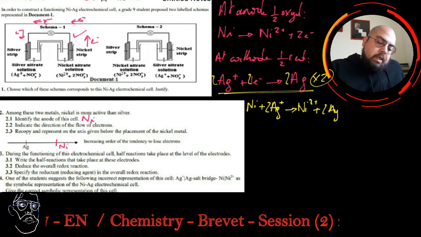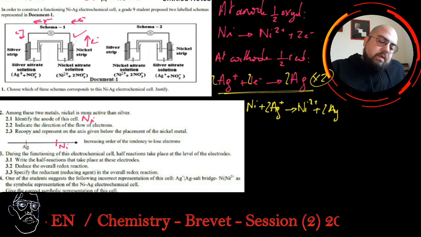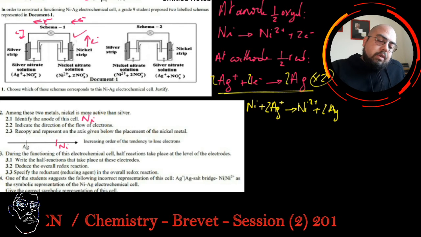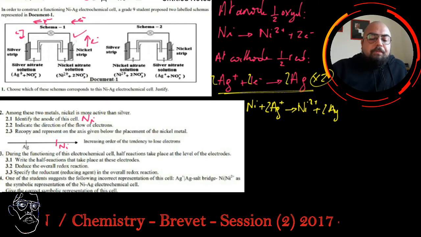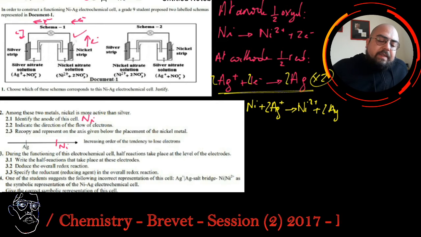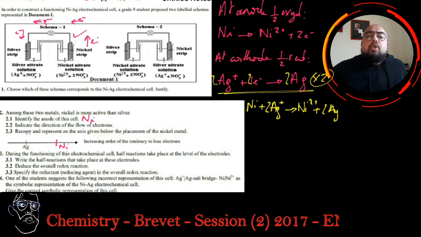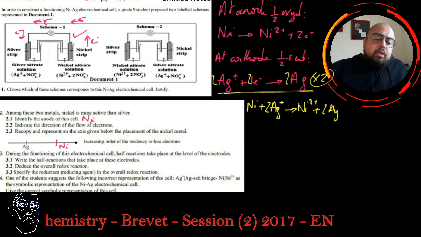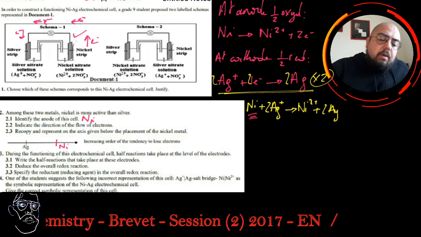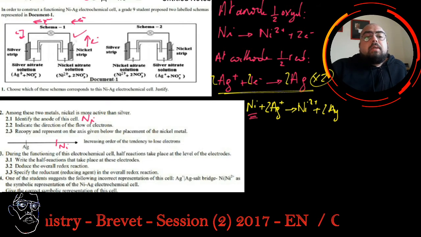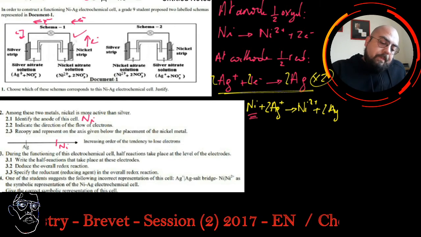All right. Specify the reductant, the reducing agent, in the overall redox reaction. So the reductant actually is the one which is going through an oxidation. So it's the Ni strip which is the reductant, and it's going through an oxidation.